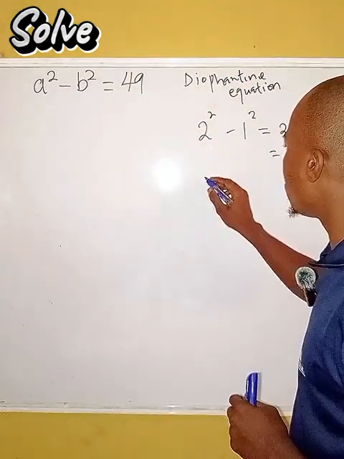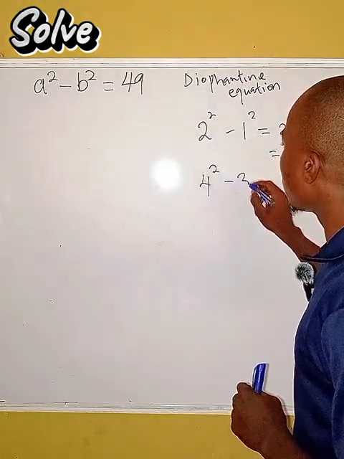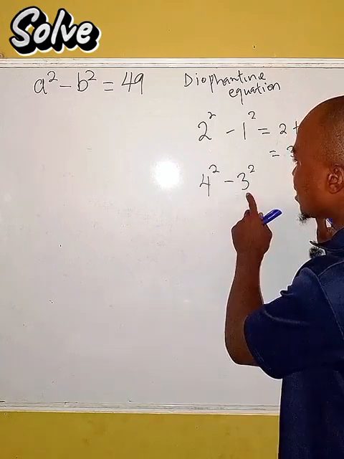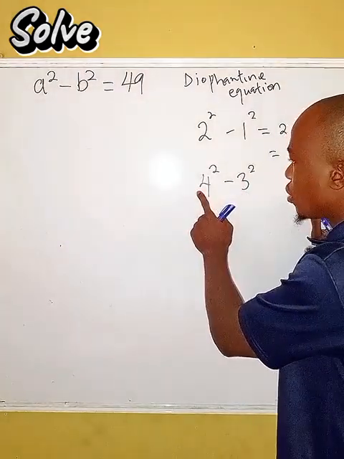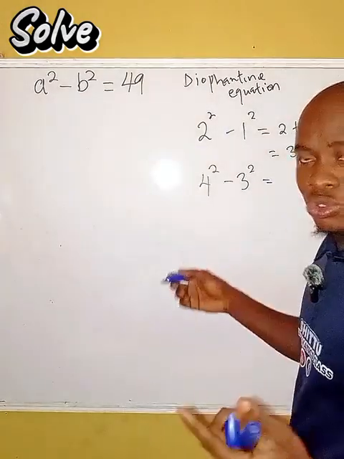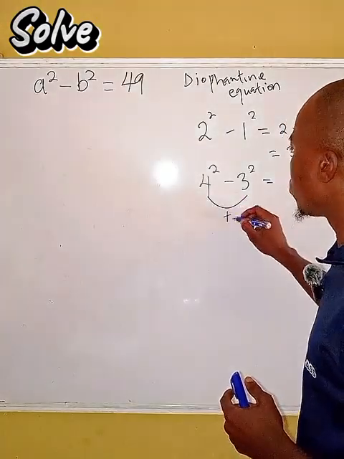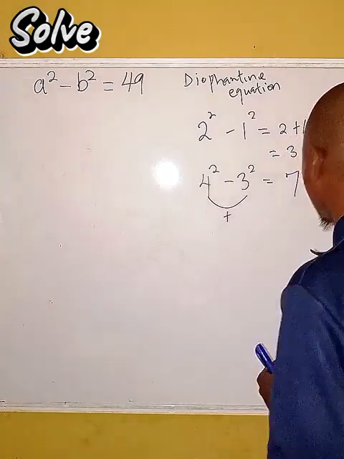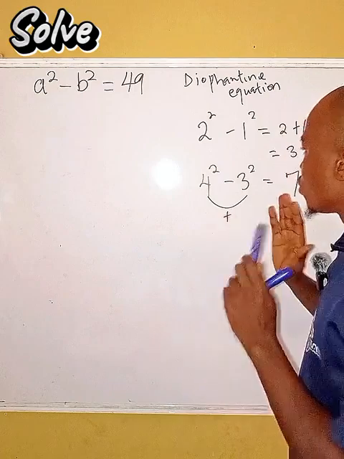Let me give you another example. If you have 4 squared minus 3 squared, you can see this 3 is before 4, right? So you don't need to do more. Just add this and this together. 4 plus 3, you're going to have what? You're going to have 7. Do you understand now? So that is how.